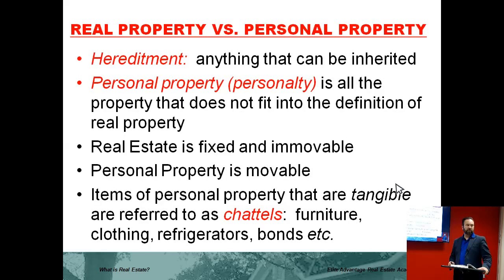Okay, personal property, also known as personalty, is the property that does not fit into the definition of real property. Real estate is fixed and immovable. You need to know that, obviously, because the fact that it is fixed and immovable may mean that we have a test question, right? Now I'm not talking about mobile homes. That's why they call them mobile homes. They can move. We're talking about things that are fixed.